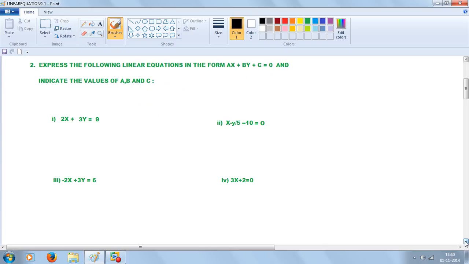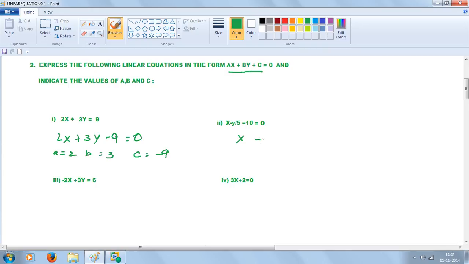This is a perfect linear equation. So next problem: express the following linear equations in the form of ax plus by plus c is equal to 0 and indicate the values of a, b and c. When certain linear equations are given, we should try to write them in the standard form. For example, 2x plus 3y, we subtract 9 on both sides, minus 9 is equal to 0. We have to bring it in the form ax plus by plus c. Now in this case, a is equal to 2, b is equal to 3, c is equal to minus 9.